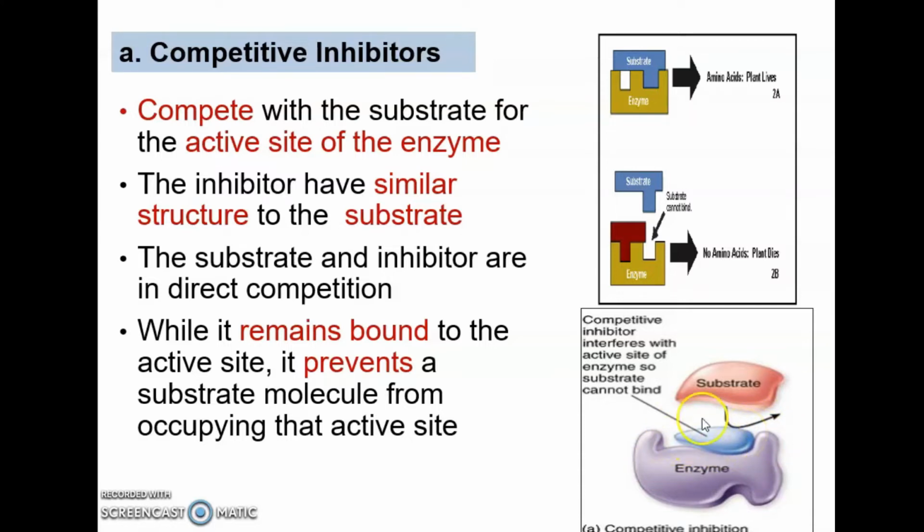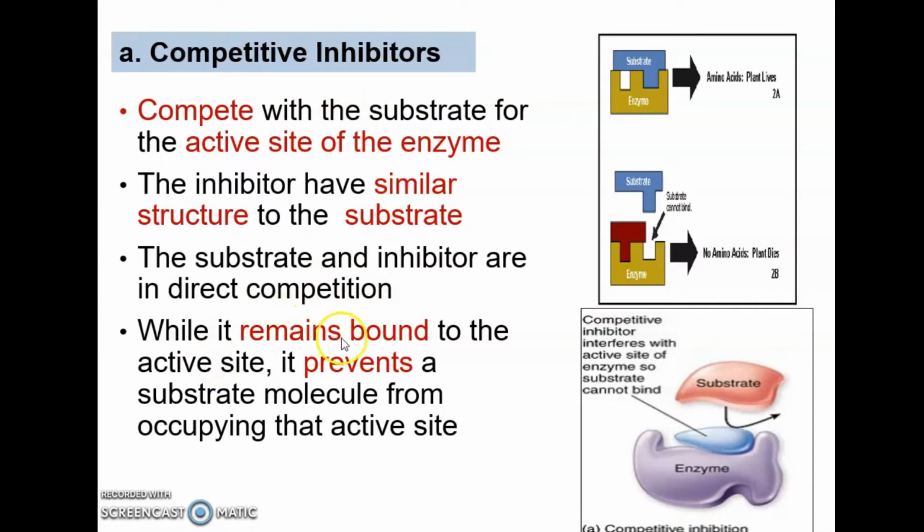Kenapa? Sebab dia bersaing dengan substrate untuk sama-sama memilih to bind to the active site. Substrate and this inhibitor, they may bind to the active site. So, siapa dulu dapat, dia lah yang menang. So, to bind with the active site, this inhibitor has similar structure to the substrate. Since dia nak bind pada active site, dia mesti ada similar structure to the substrate, barulah dia fit to the active site. Okay, so ini yang dipanggil sebagai competitive inhibitor.